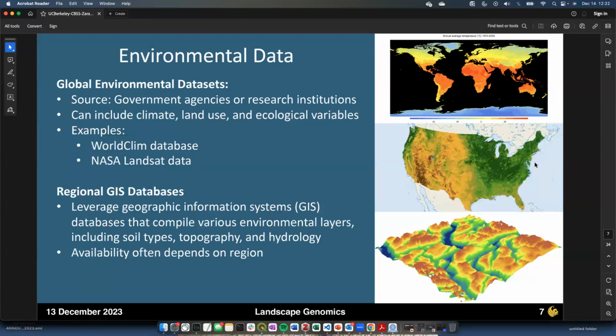There are regional GIS databases, so a lot of this is basically just Googling and trying to find what's available in your area. A lot of state agencies often have a database with GIS data that's available. These are usually at finer scale resolutions and include things like local hydrology, soil types, and topography of the landscape that you are using. But again, this is another type of data set that you usually include if you're doing some sort of analyses where you're trying to assess some sort of adaptive evolution question.